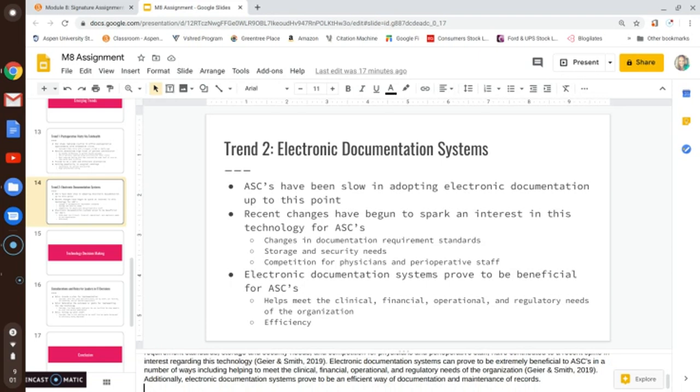Electronic documentation systems can prove to be extremely beneficial in ASCs in a number of ways, including helping to meet clinical, financial, operational, and regulatory needs of the organization. Additionally, electronic documentation systems prove to be an efficient way of documentation and maintenance of records.